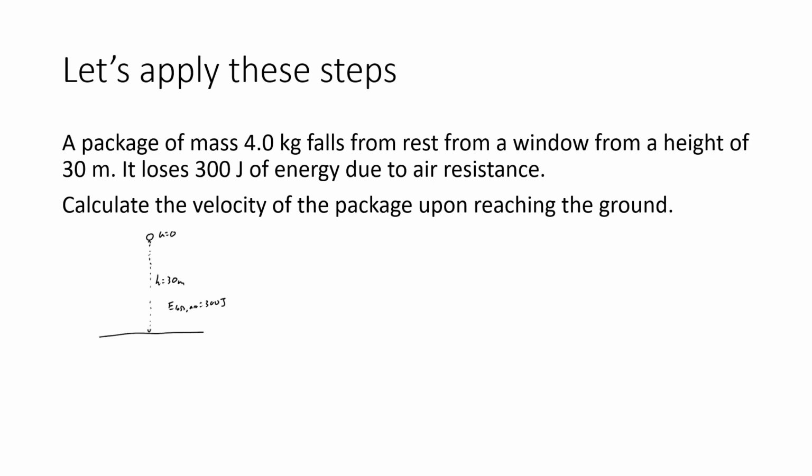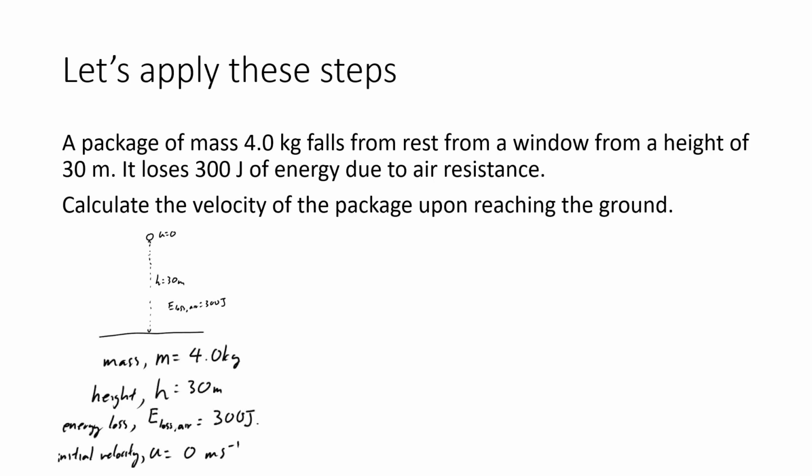What I want my students to do is to draw a diagram. And so you can see u equals 0, h equals 30 meters, E lost air equals 300 joules. So your u equals 0, by the way, means that the initial velocity is 0 since it falls from rest. Mass m equals 4 kilograms, height h equals 30 meters, energy loss E lost air equals 300 joules, and initial velocity u equals 0 meters per second. This is where the students curate and collect the information of the question.